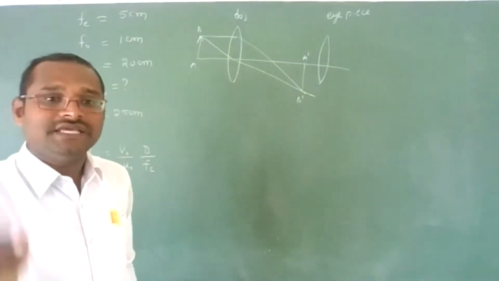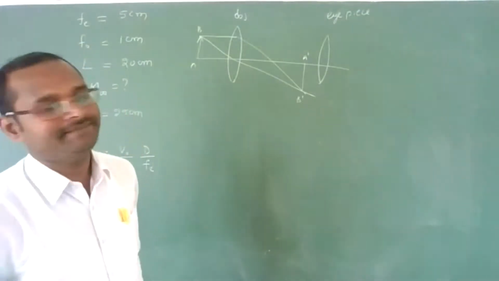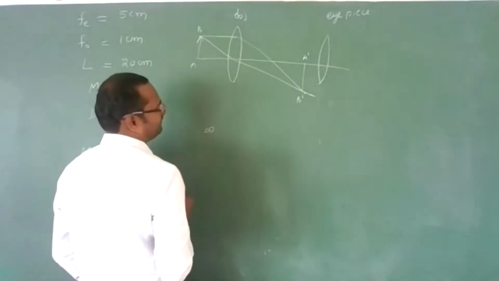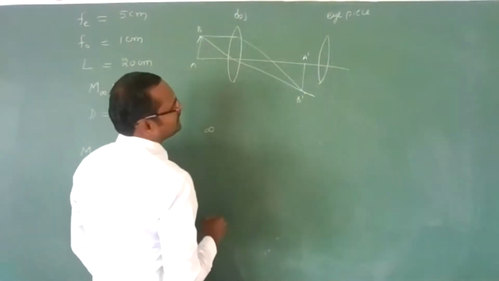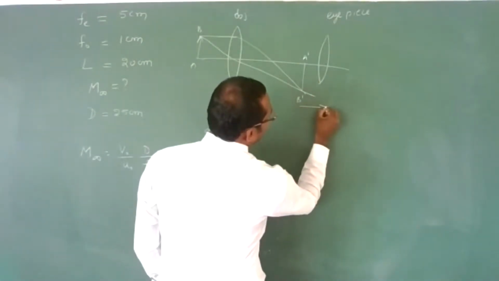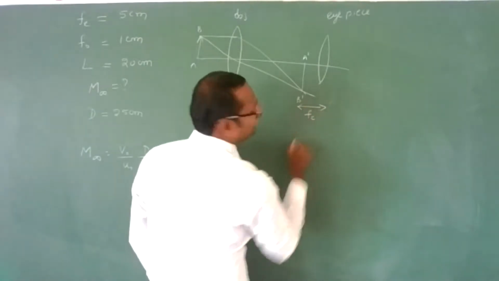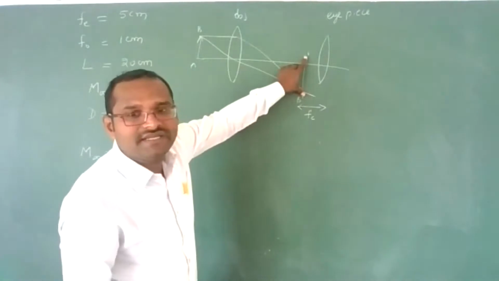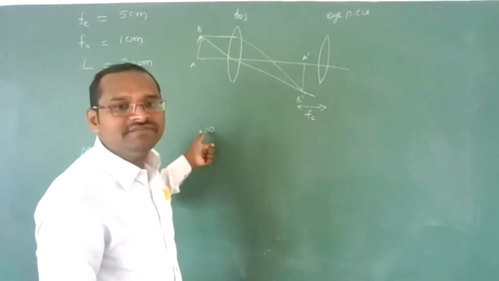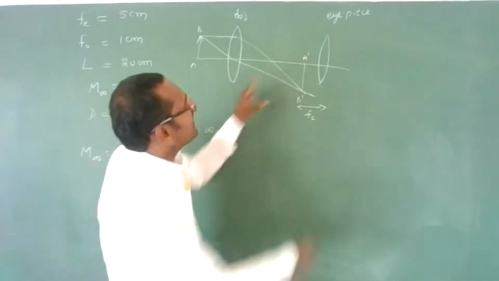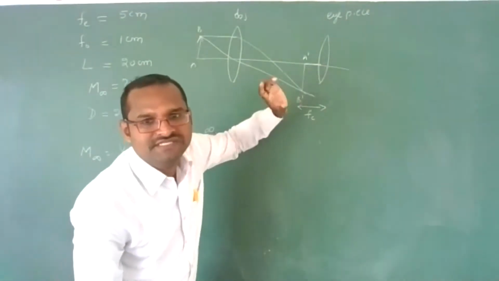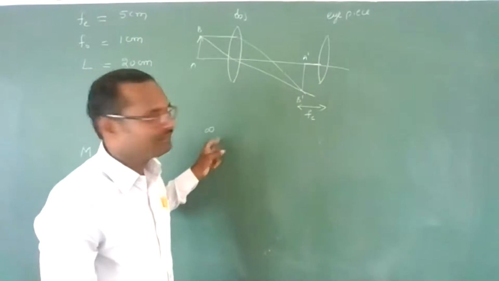Question 1. The image has to form at infinity. For this, what is this distance? Fe. Are you understanding? If the image is to be at infinity, this object should be at a distance of the focal length, at the focus of this eyepiece. Then only the image will form at infinity.